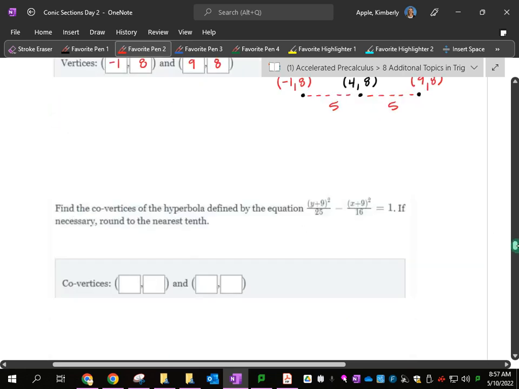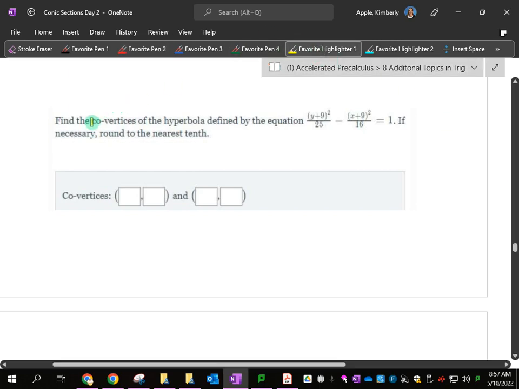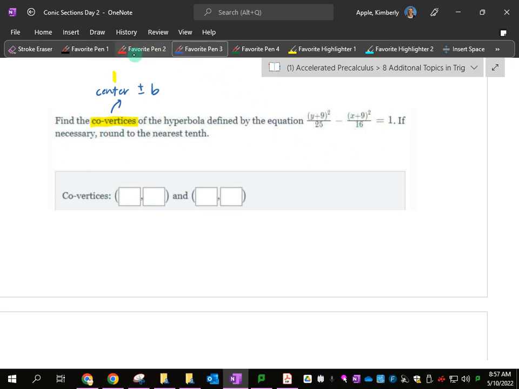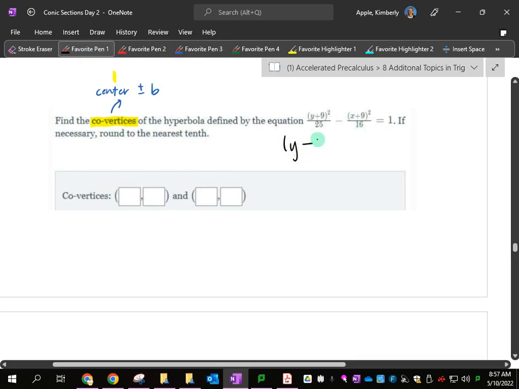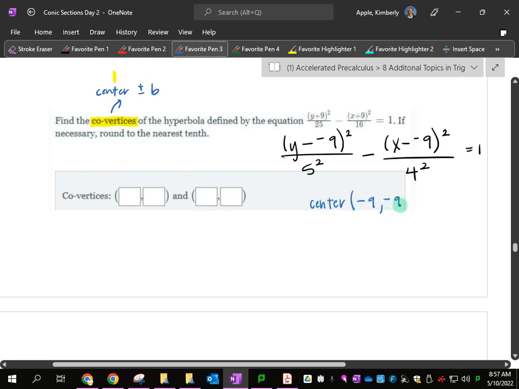Okay, let's do another one. Now we're looking for co-vertices. What letter, A or B, describes the distance between the center and the co-vertices? B. This is the center plus or minus B, just like it was with the ellipse. So rewriting this would be (y minus -9) squared over 5 squared minus (x minus -9) squared over 4 squared. All right, so my center is going to be -9, -9.